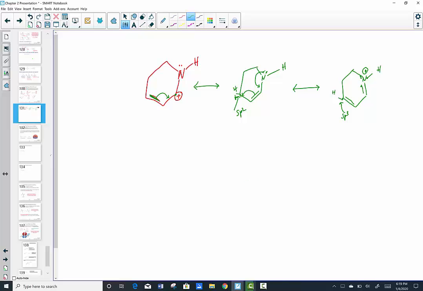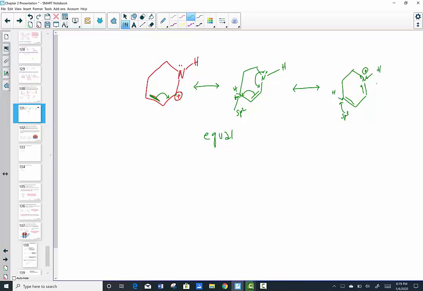So the first structure had a positive charge on the carbon. The second structure has a positive charge on the carbon, and no formal charge on the N or the H, right? That's just all 0. So I'm going to say these two are equal contributors because all we really did was move the positive charge from one carbon to the next.